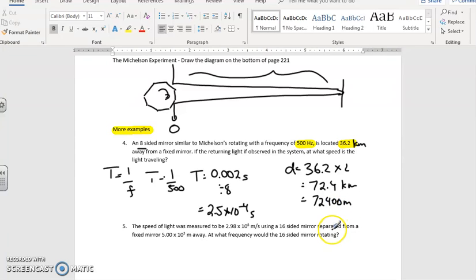Now that we have distance and time, the velocity of light can be found using the velocity formula, or the speed formula, distance over time, displacement over time. You wind up with this calculation being 2.89 times 10 to the 8 meters per second.